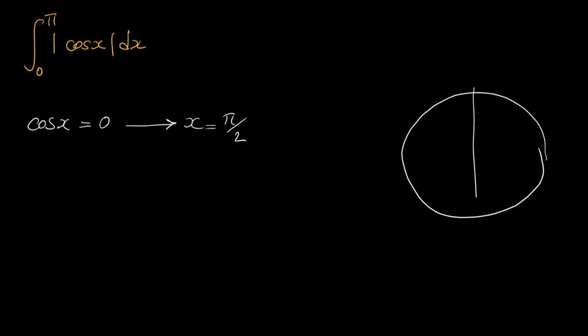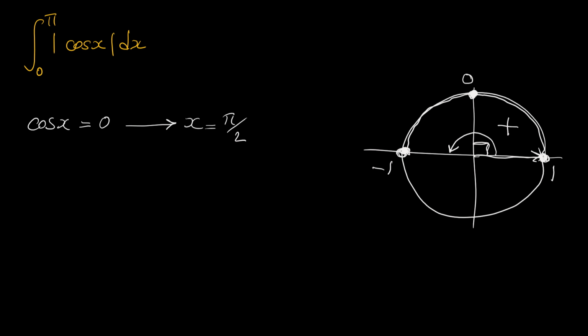Let me remind you from the unit circle. At 0, the value of cosine, which is the x-axis, is 1. When we go toward pi over 2, at this point, when the angle is pi over 2, or 90 degrees, the cosine is equal to 0. And when we continue toward pi, which is here, this angle is pi, the cosine value is -1. And if you remember, in the first quadrant, cosine is positive. From 0 to pi over 2, cosine is positive. From pi over 2 to pi, cosine is negative.